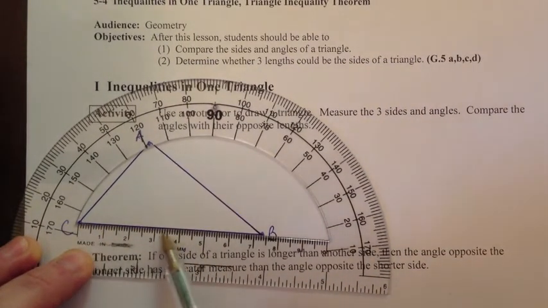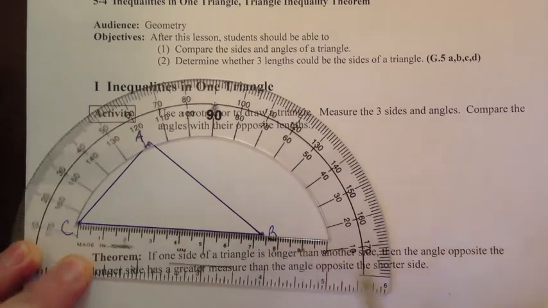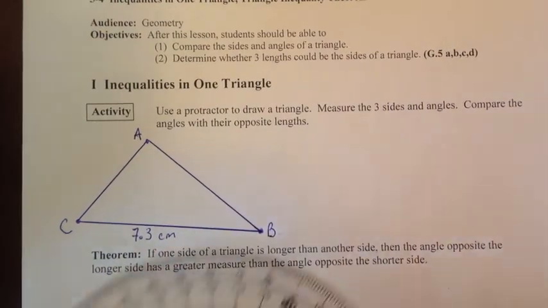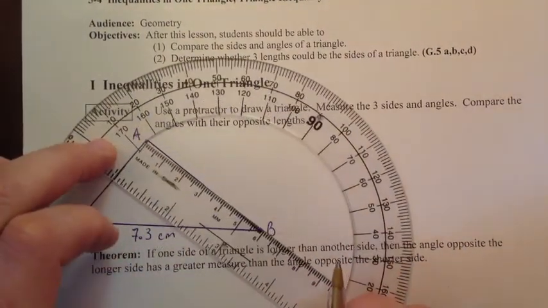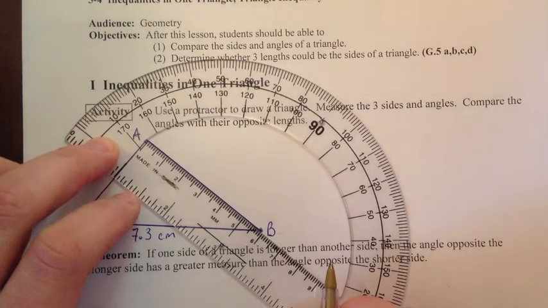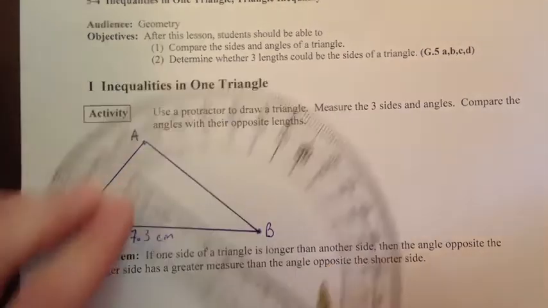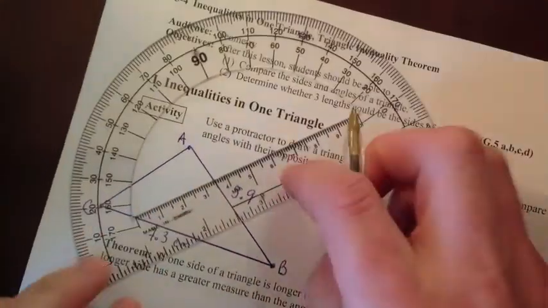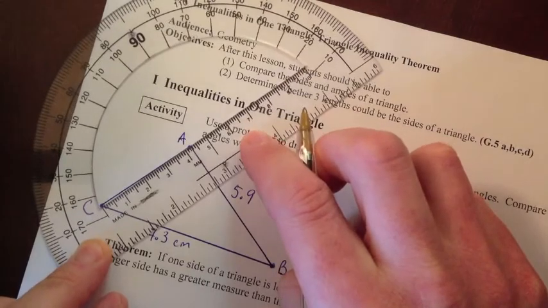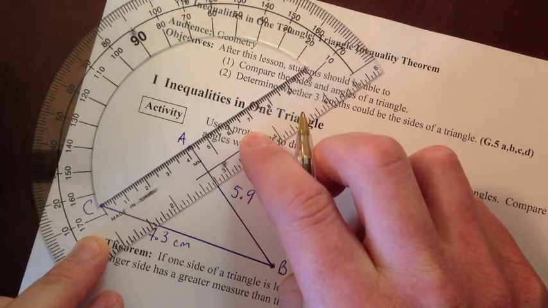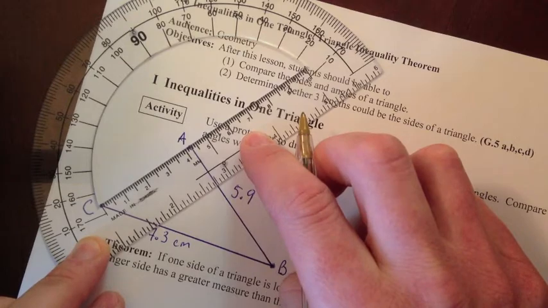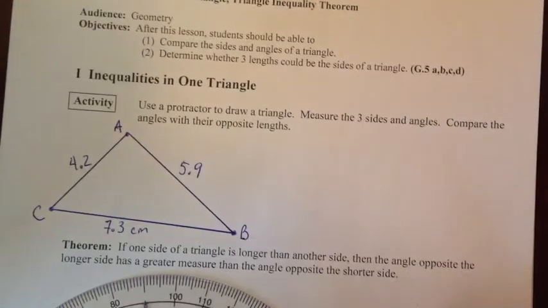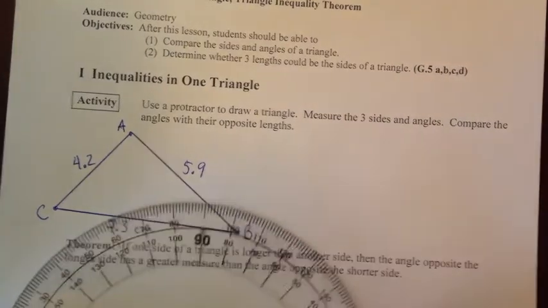So the length of CB is about 7.3, and again this is centimeters. And then the length of AB, so from A to B, is about 5.9. And then the length of CA, or AC, is about, let's see, I would say 4.2 for that. Okay, so those are my sides right there. Now, let's also do the angle measures.